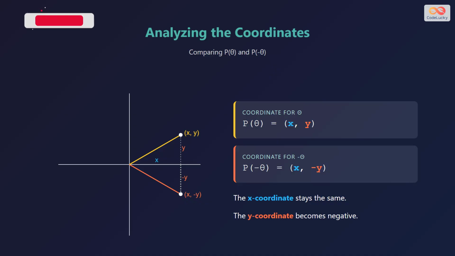Let's look at the coordinates of these 2 points. Point P has coordinates x and y. Because P prime is a reflection across the x-axis, its x-coordinate stays exactly the same. However, its y-coordinate is flipped to become negative. This simple coordinate change, x staying the same and y becoming negative, is all we need.